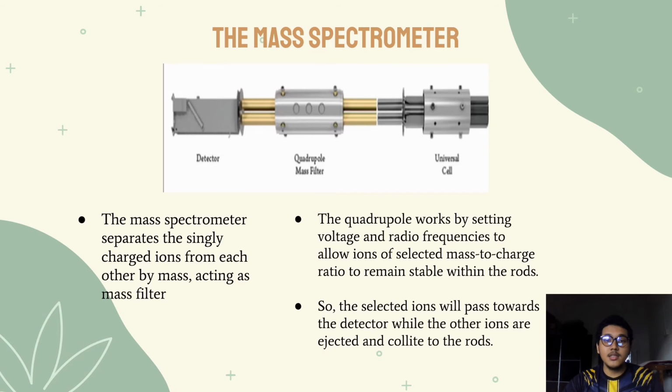The next is the mass spectrometer, or you can call it the mass analyzer. The mass spectrometer separates the singly charged ions from each other by mass, acting as a mass filter. The quadrupole works by setting voltage and radio frequencies to allow ions of a selected mass-to-charge ratio to remain stable within the rods. So the selected ion will pass towards the detector while the other ions are ejected and collide with the rods.